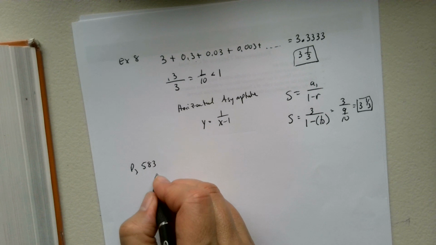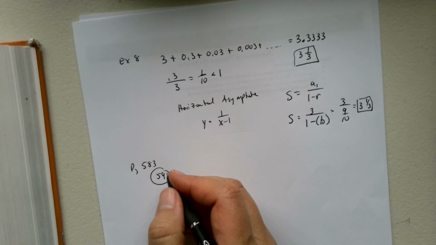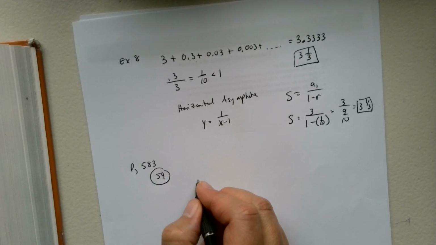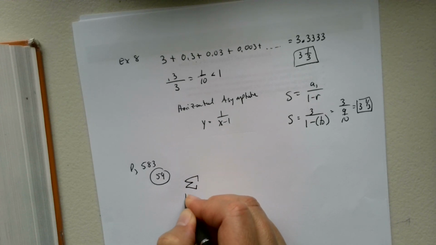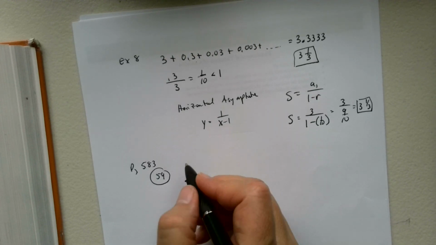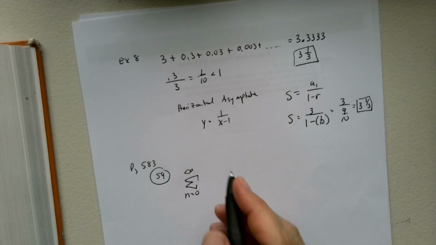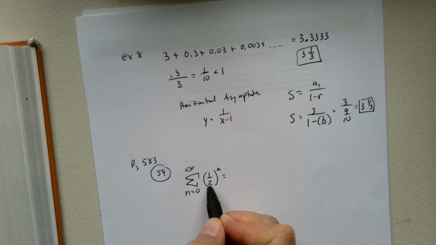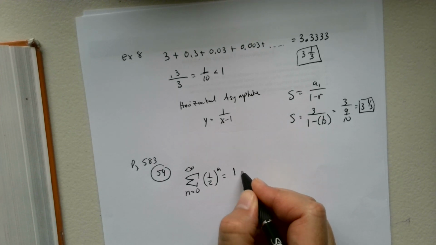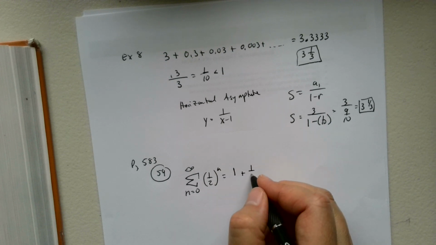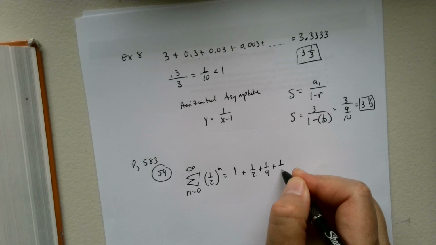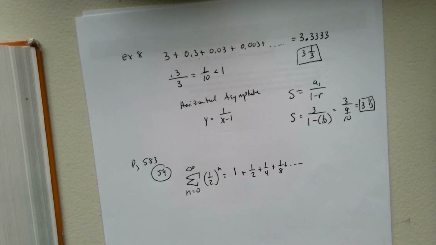Let's look at number 59. And it says, find the sum of the infinite geometric series if possible. If not possible, explain why. All right, so we've got our old friend sigma, and we're starting at n equals 0, and it's infinite, and we have 1/2 to the n power. So 1/2 to the 0 power is 1. 1/2 to the first power is 1/2. 1/2 squared is 1/4. And then we would have 1/8, and so forth and so on.